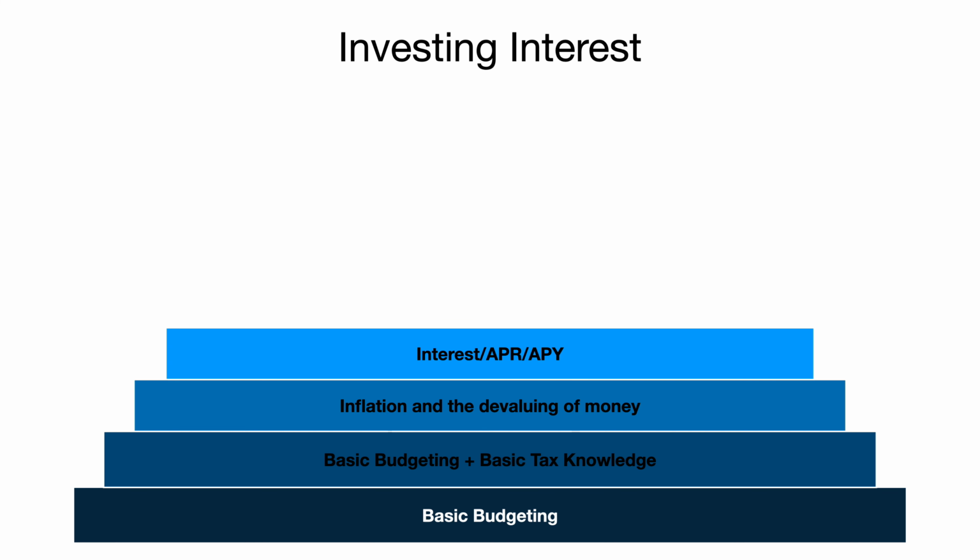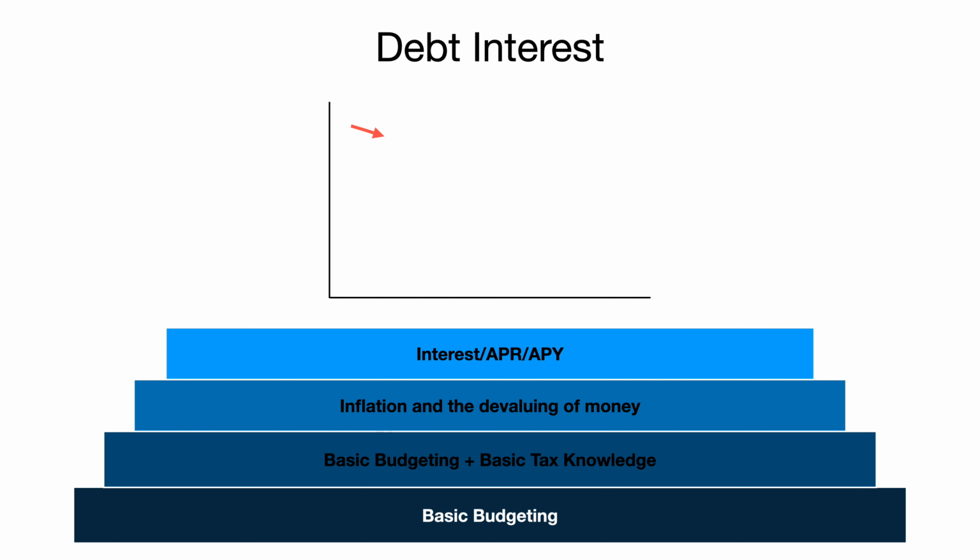And so there's two types of interest. There's the good interest, which is investing interest, and that's where you make extra money on money you invest. And then there is also bad interest, which is called debt interest, and that's extra money that you have to pay back on debt. So knowing the two types of those, and again, you can see those words interest, APR, APY, they all mean the same thing, whether it's talking about debt or it's talking about investing interest.